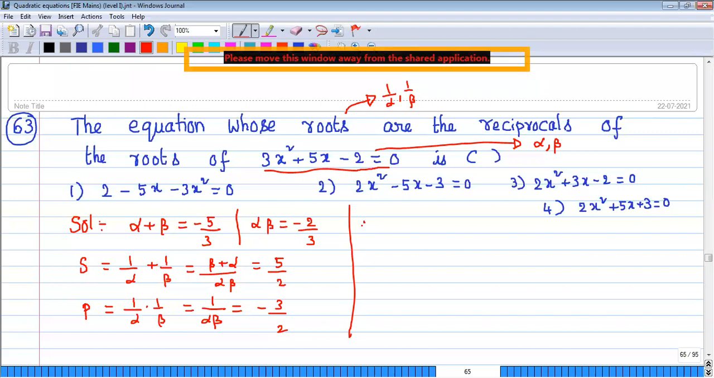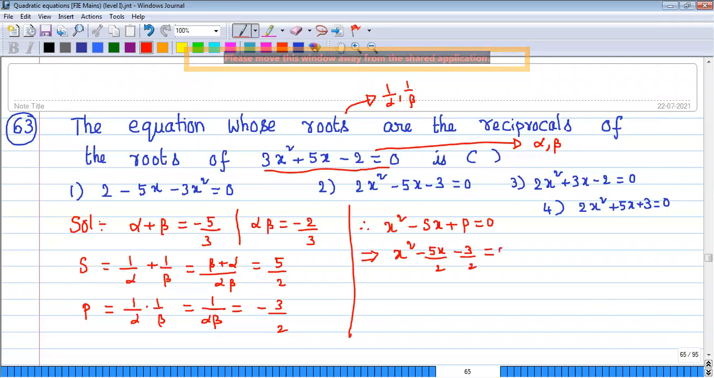Now the required equation is x square minus sx plus p equals 0. Substituting, this will be x square minus 5x by 2 minus 3 by 2 equals 0. Multiply both sides with 2: 2x square minus 5x minus 3 equals 0. The second option is the right option.